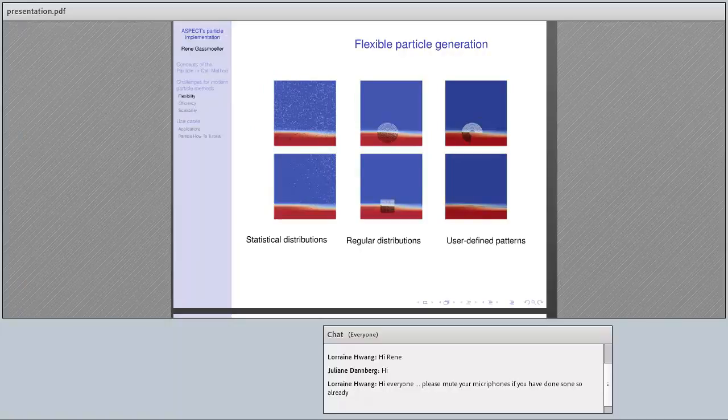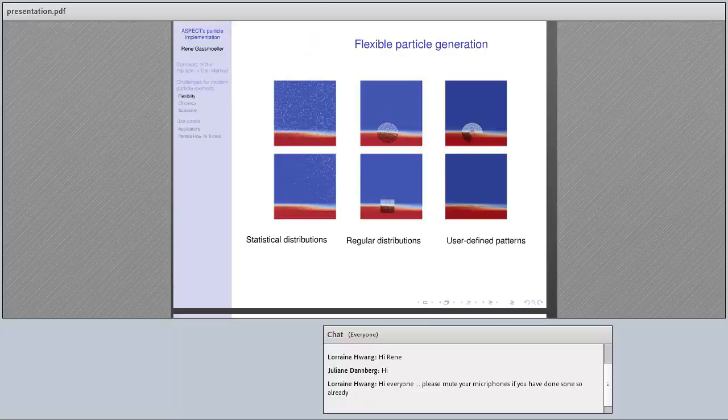These are different examples for how to generate particles in a rectangular domain. There are, for example, statistical distributions of particles on the left-hand side with either uniform or variable particle density. You could imagine generating particles in certain regular patterns, like in the middle column or in the top right. But oftentimes it's also beneficial to just prescribe a certain set of locations where you would want to generate particles. And therefore, we also allow to create a data file which prescribes every single particle position, which is the bottom right figure.